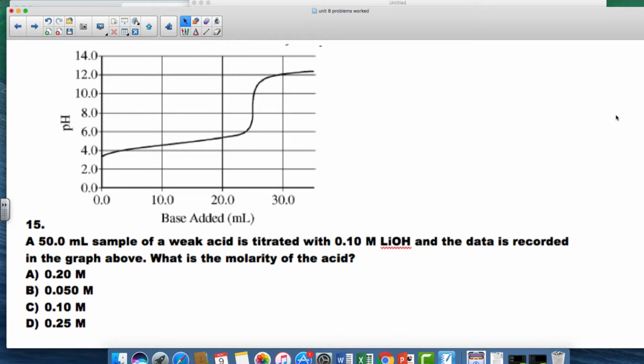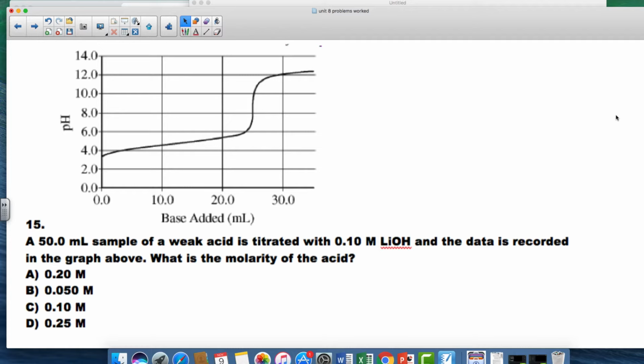In number 15, notice this is the exact same graph as in number 14. Better to give your kids these problems all at the same time so they can analyze all the data of the same graph. You may even want to give them just the graph and get them to label the equivalence point, the half equivalence point. Is it strong acid or weak acid? And then give them these questions to practice.